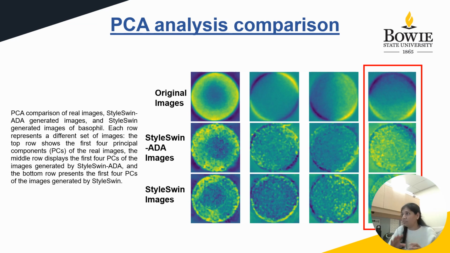Here we compare using the different principal components 1, 2, 3, and 4. And here you can see principal component 4 has the same pattern for the original images and StyleSwin-ADA images, but is a little bit different for StyleSwin images, which shows that we need other analyses to identify fake and real images.